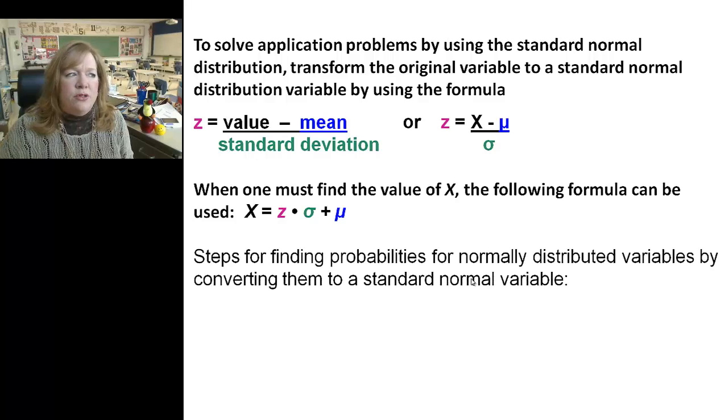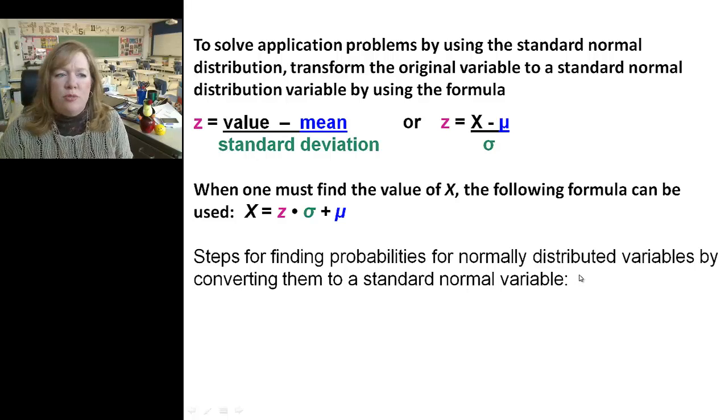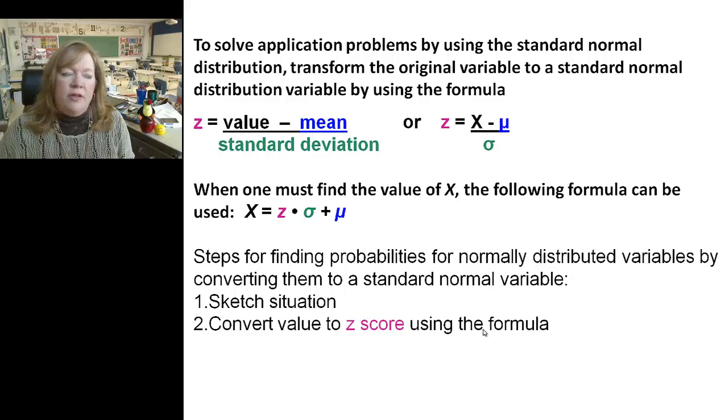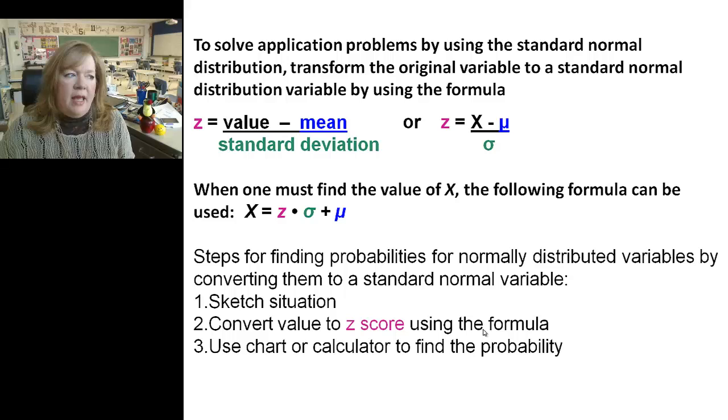So let's go forward to do some examples. Steps for finding probabilities for normally distributed variables may be found by converting them to a standard normal variable. First step is to sketch your situation. Convert value to a z-score using the formula, and use the chart or calculator to find the probability. So you're doing this in order to find the probability. So they might say, what's the probability that 68% of the people commute so much? And you're going back and forth there.